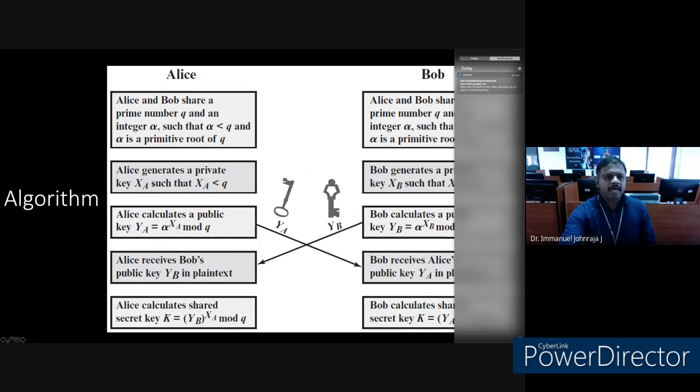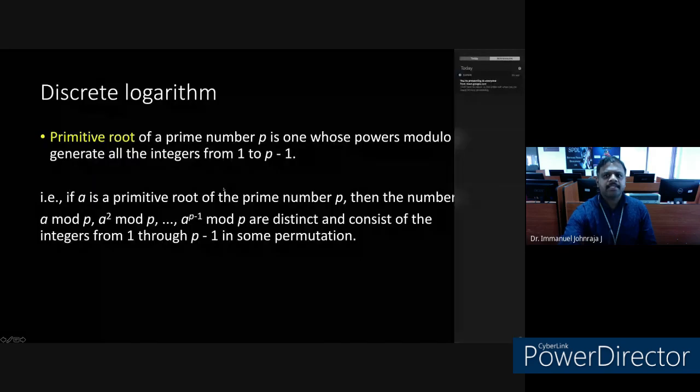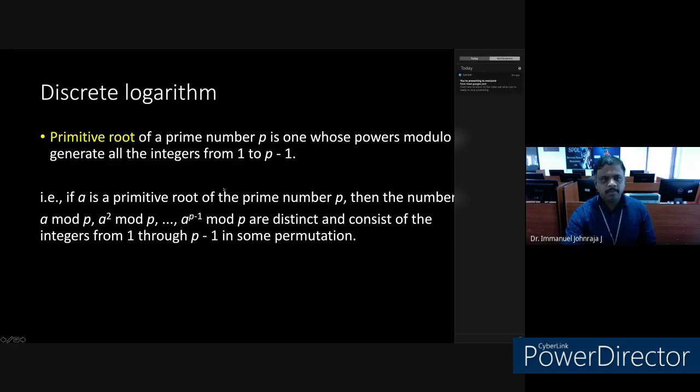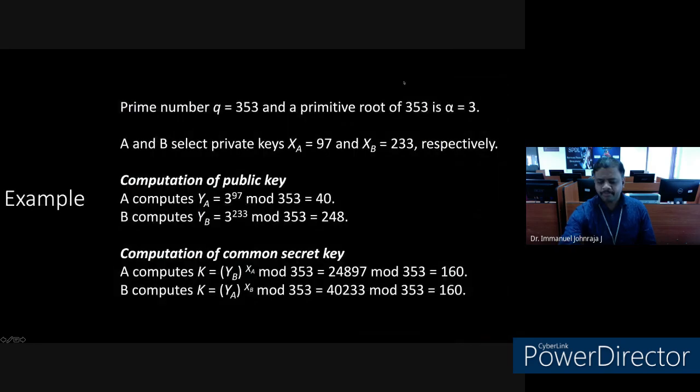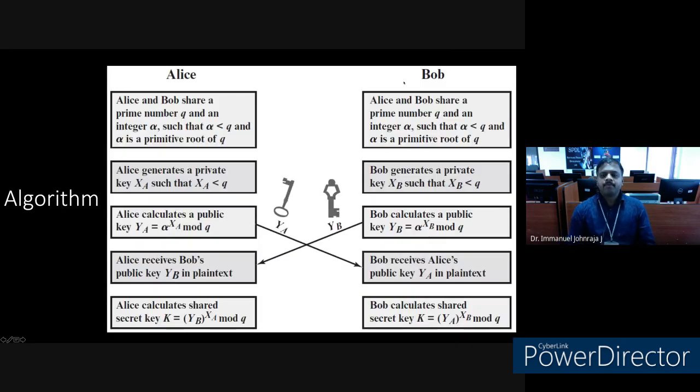All right. So Alice generates a private key XA such that XA is less than Q. At the same time, Bob also calculates the public key YB, such that alpha power XB mod Q is the formula.